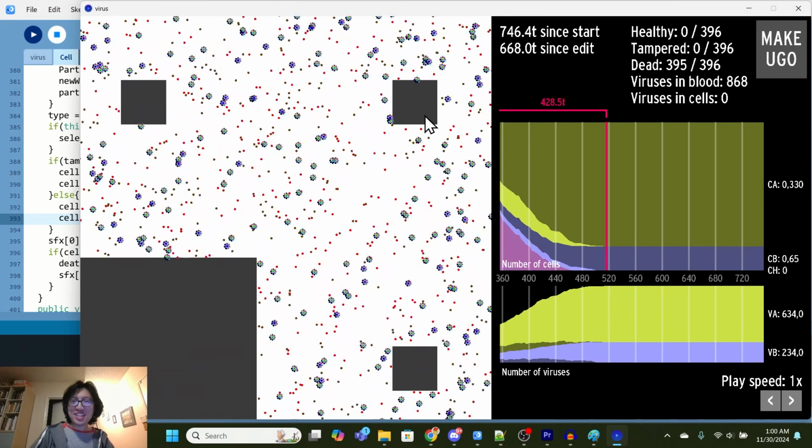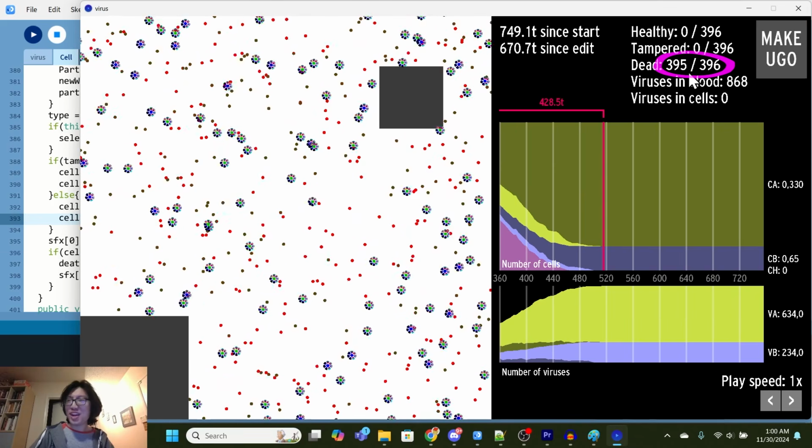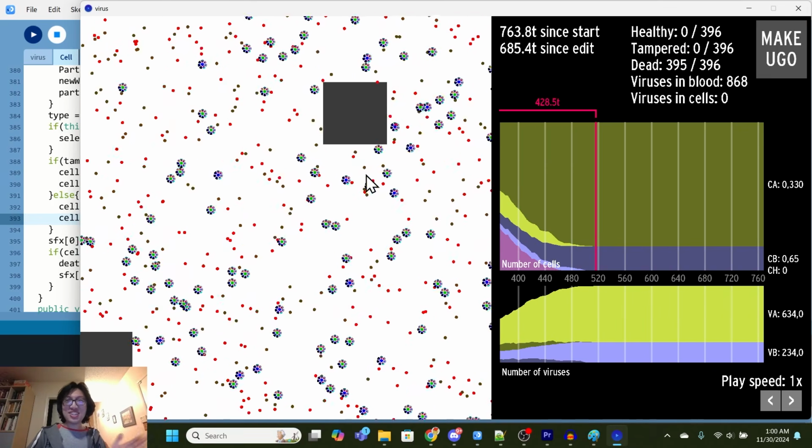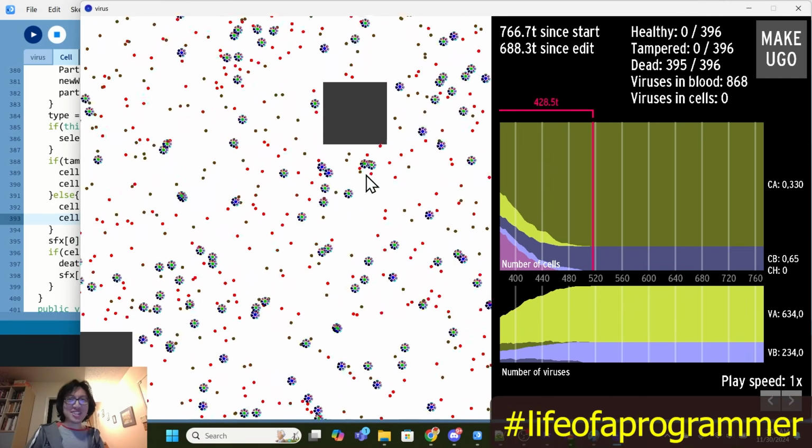Okay, I noticed there's a slight error where it says dead 395 out of 396. That's because the one cell that died at the beginning without any virus didn't get registered as a death because no one killed it. So that's another bug.